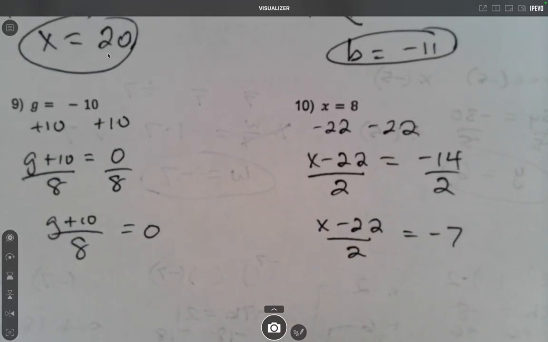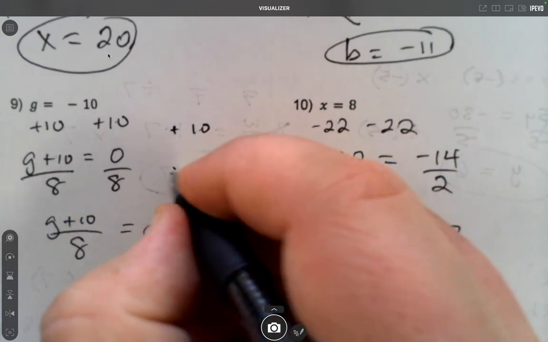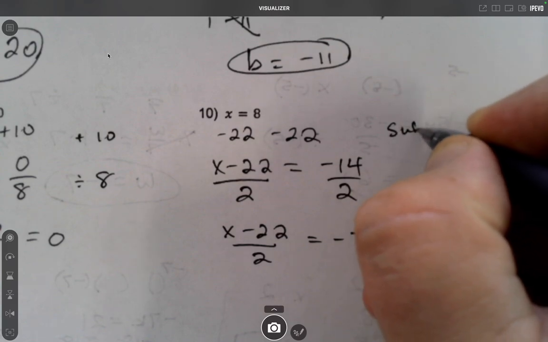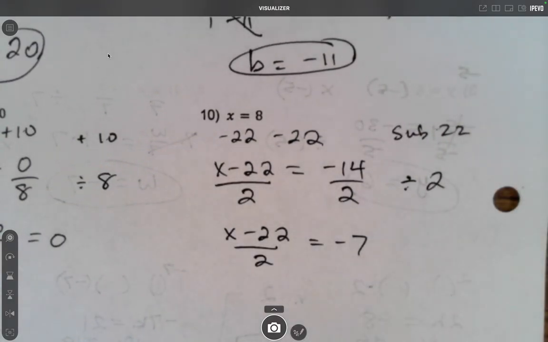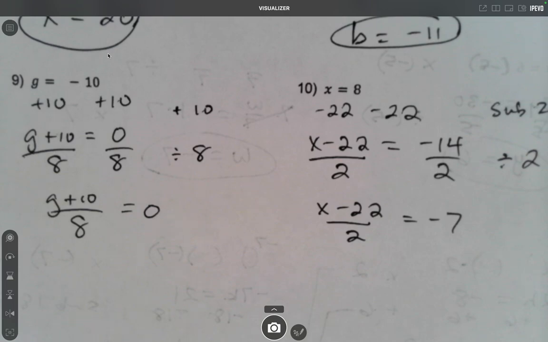So we will see if this new plan helps. I added 10, then divided by 8. I subtracted 22, then I divided by 2. Alright, let those little want-to-be mathematicians try their best.